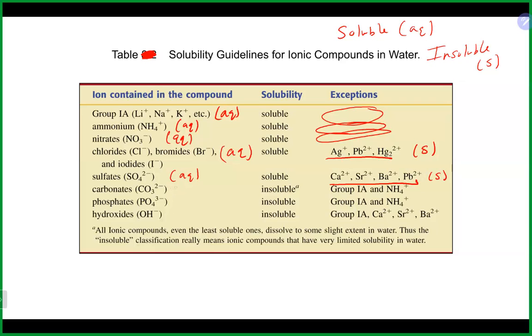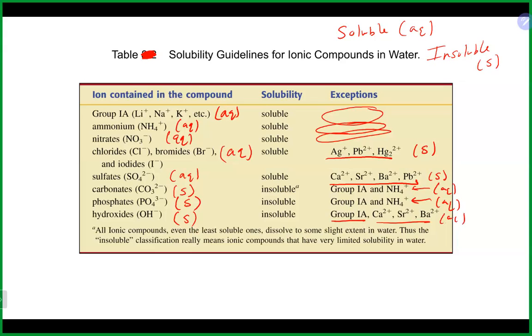Carbonates are typically solids, insoluble, unless it's with somebody in group 1 or ammonium, which means it will be soluble. It's basically the same rule as the top one. Phosphates will typically be insoluble, except if it's hooked up with somebody in group 1 or ammonium, which will make it aqueous. And lastly, hydroxides are typically insoluble unless it's hooked up with group 1 or some of these guys here, which would then make it aqueous.